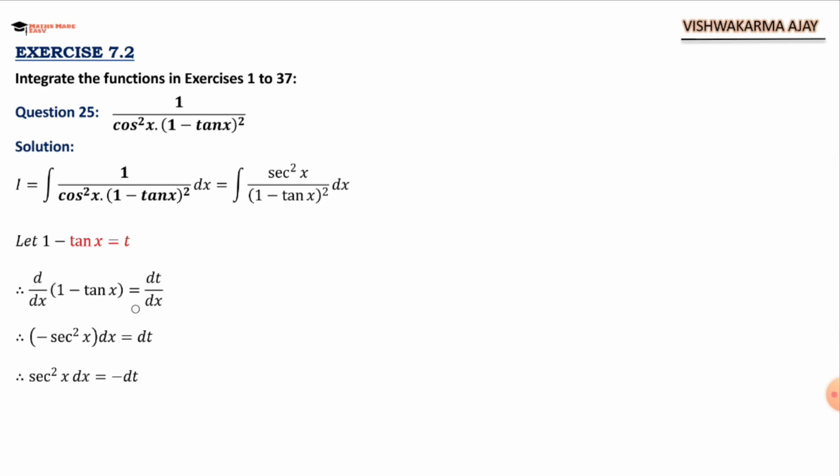Let 1 minus tan x be equal to t. The derivative of 1 minus tan x is equal to dt upon dx. The derivative of 1 is 0, the minus stays as it is, and the derivative of tan is sec square x. So I have sec square x dx is equal to minus dt.